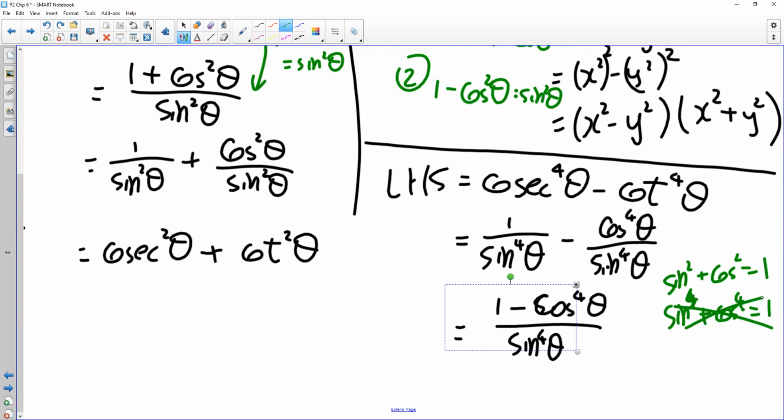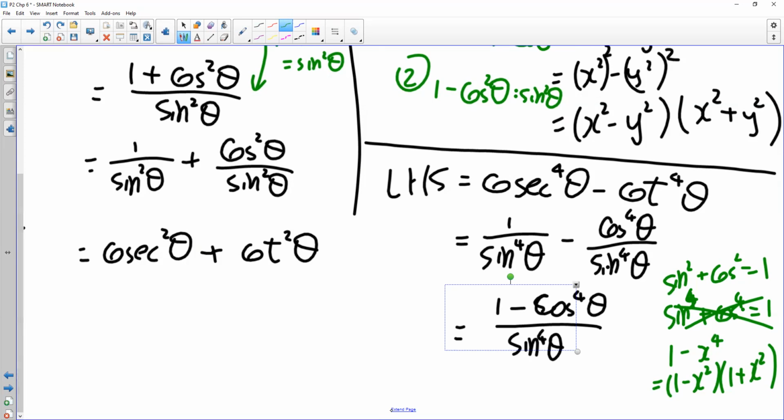Well, for 1 minus cos to the power 4 theta, perhaps we can use the difference of 2 squares. Think about it like this: 1 minus x to the power 4 is the same as 1 minus x squared times 1 plus x squared. Still struggling to see it?